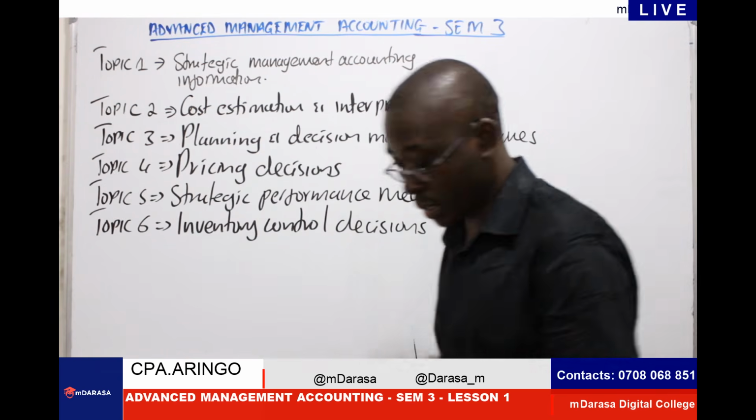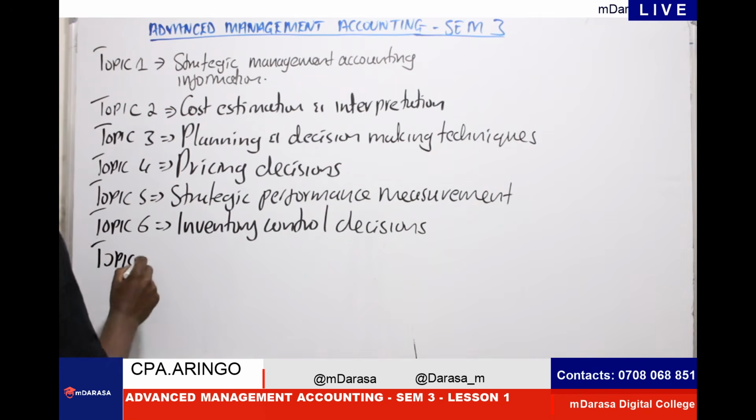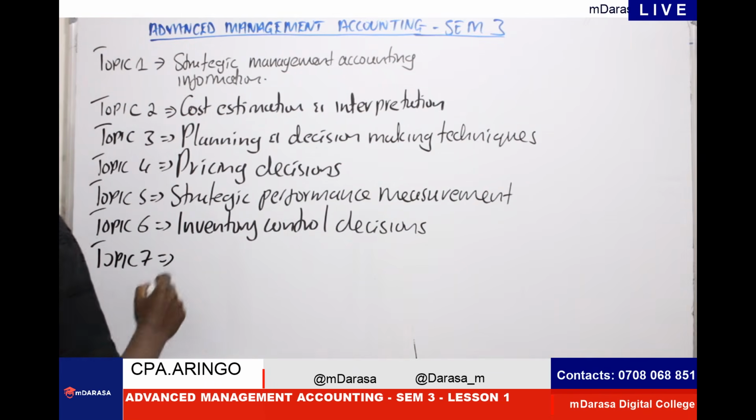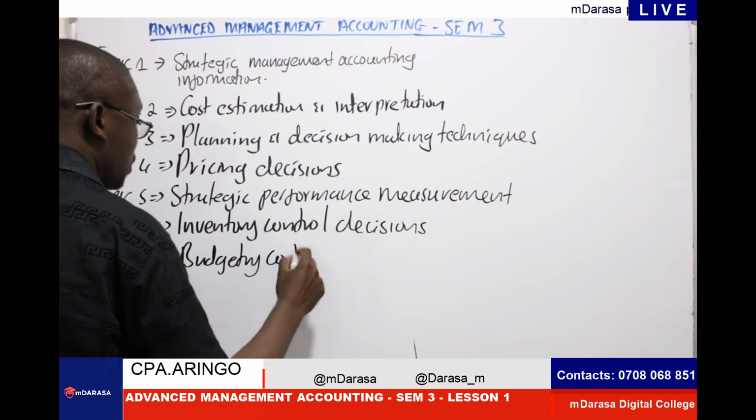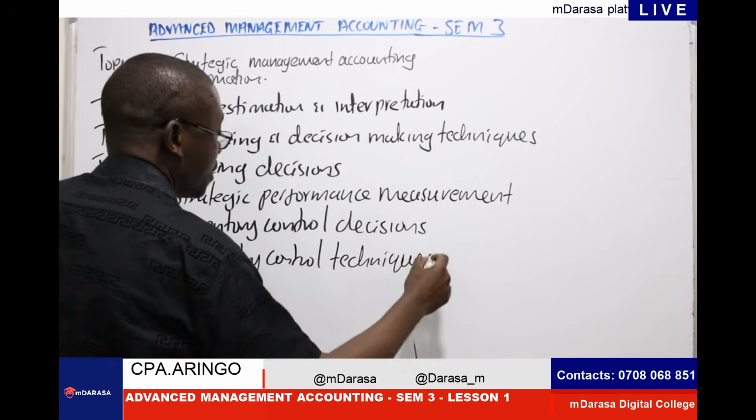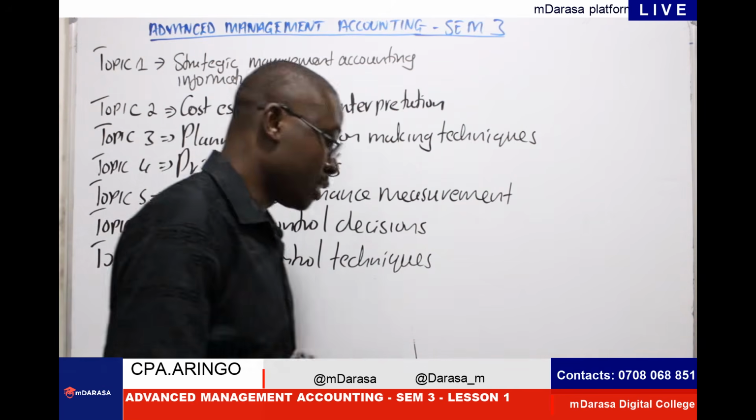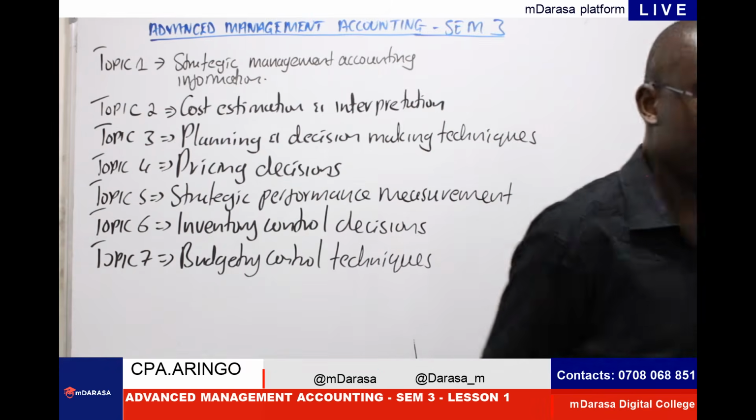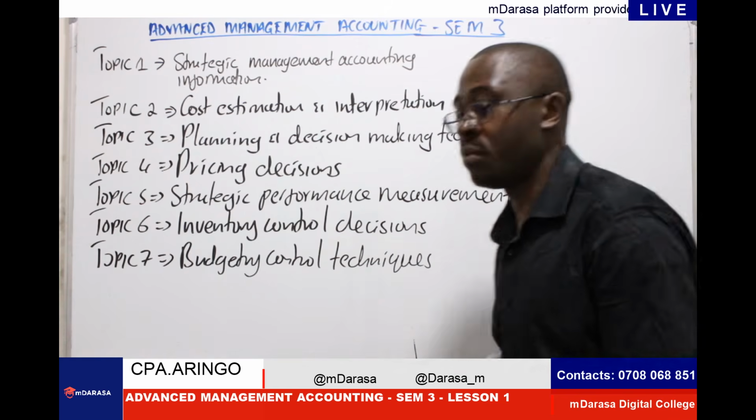So topic number 7, in this case, is what we normally refer to as budgetary control techniques. This is also another key area that you need to understand. So looking at the budgetary control techniques, what's the secret behind it? You're looking at the types of budgets, and one that will stand out here is the aspect of activity-based budgeting.